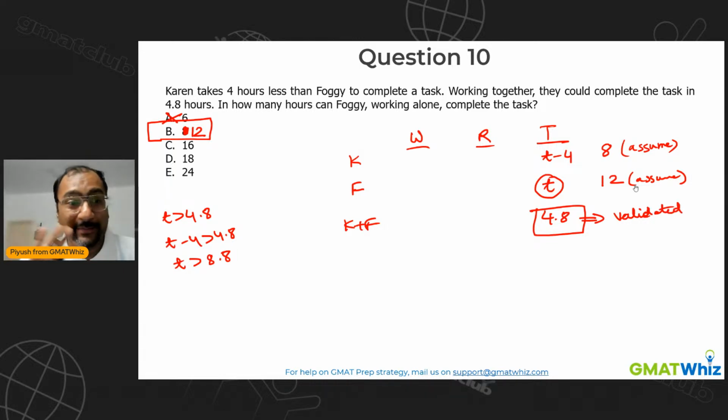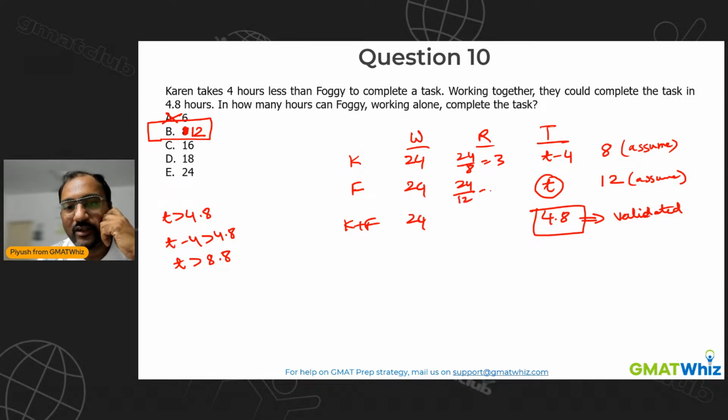Okay. I know I'm being a little fast here. Again, apologies for that, but I'm trying my best to explain in a short period. So if I have the time as 8 and 12, I should assume the work as the LCM of these two, which is 24. So if I assume the work as 24, then the rate of K will be 24 by 8, which is 3, and the rate of F will be 24 by 12, which is 2.